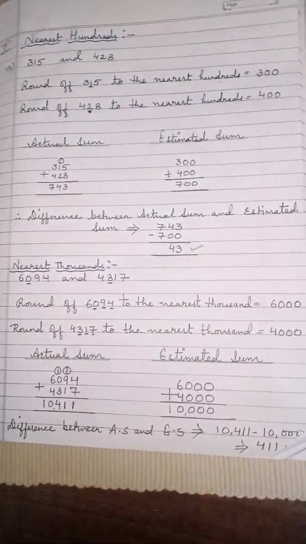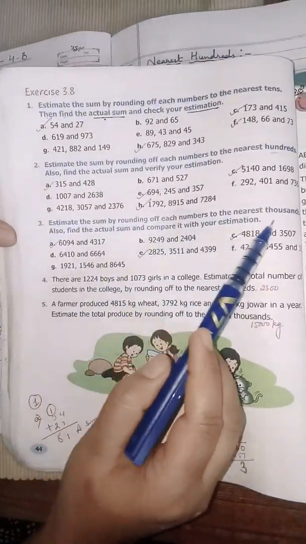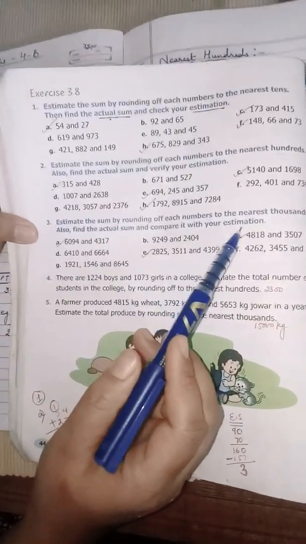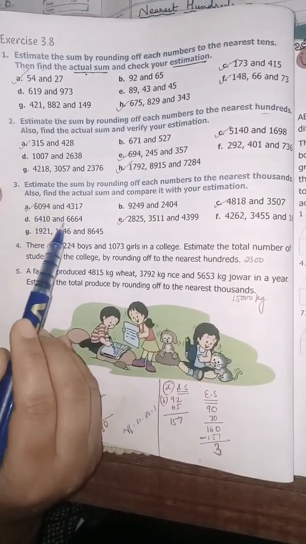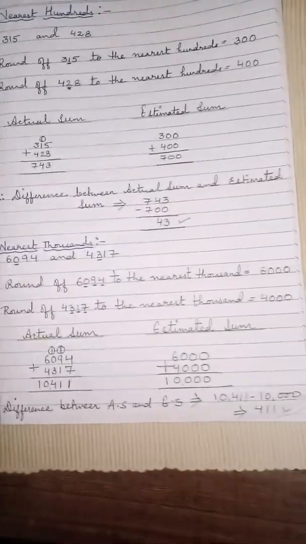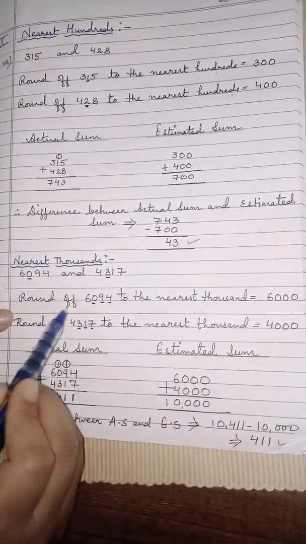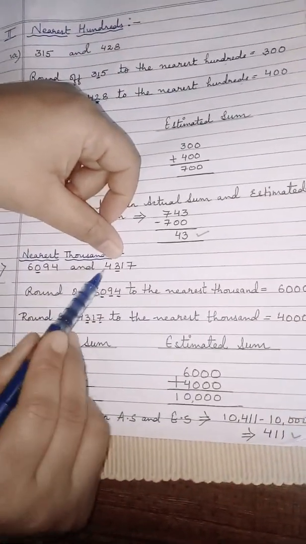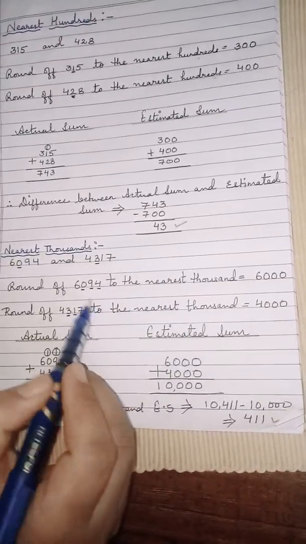In the similar manner children, the third question is estimate the sum by rounding off each number to the nearest thousands, and also find the actual sum and compare it with your estimation. Your first question is 6094 and 4317. Now in this question you will round off to the nearest thousands. Okay, round off 6094 to the nearest thousands you will write, then you will write round off 4317 to the nearest thousands, and then you will round them off.